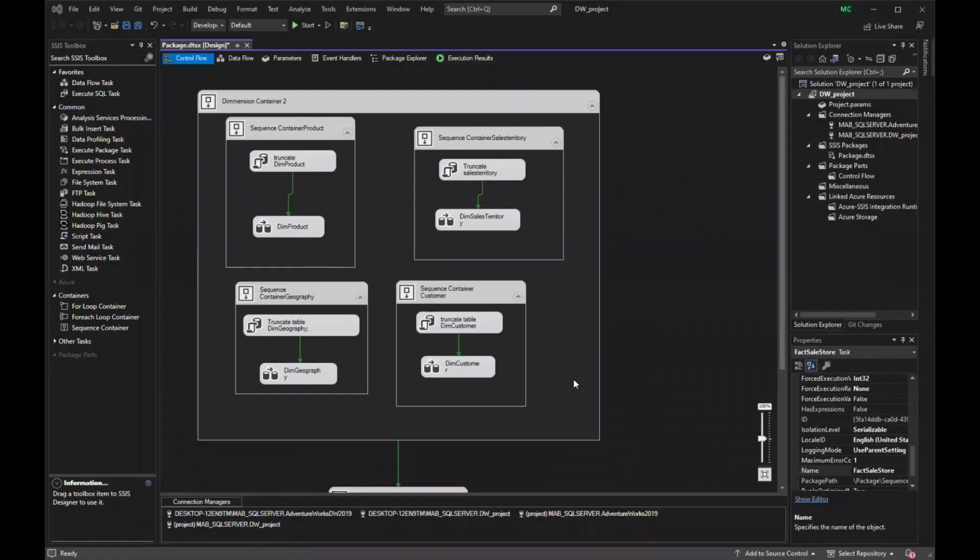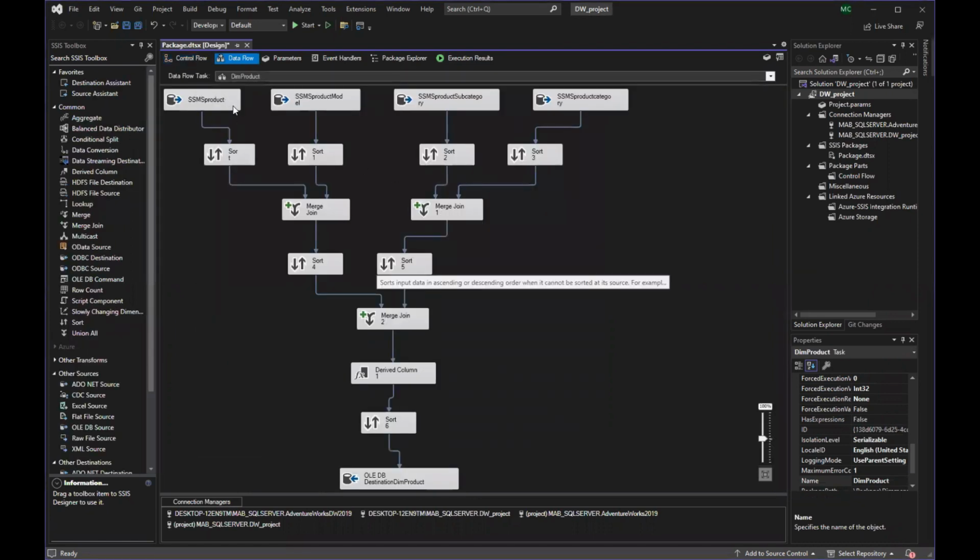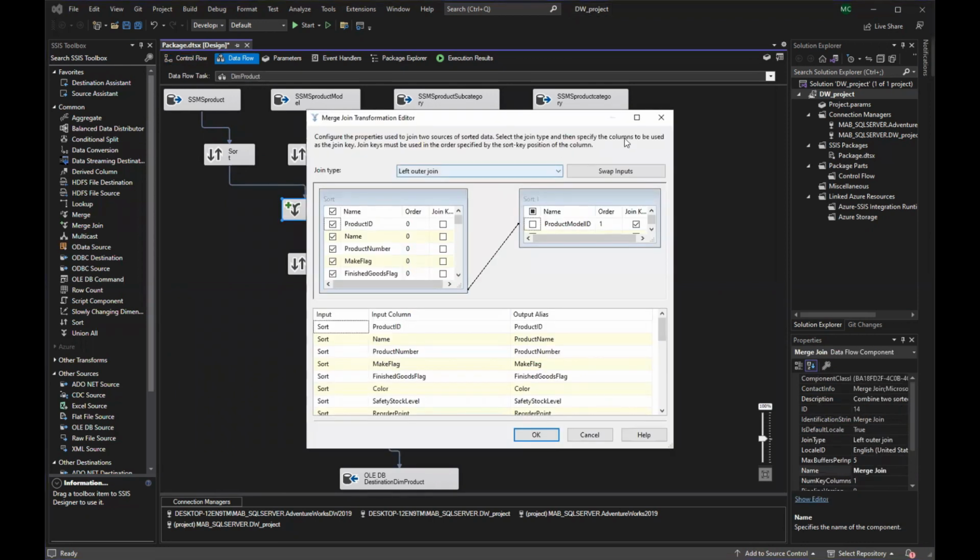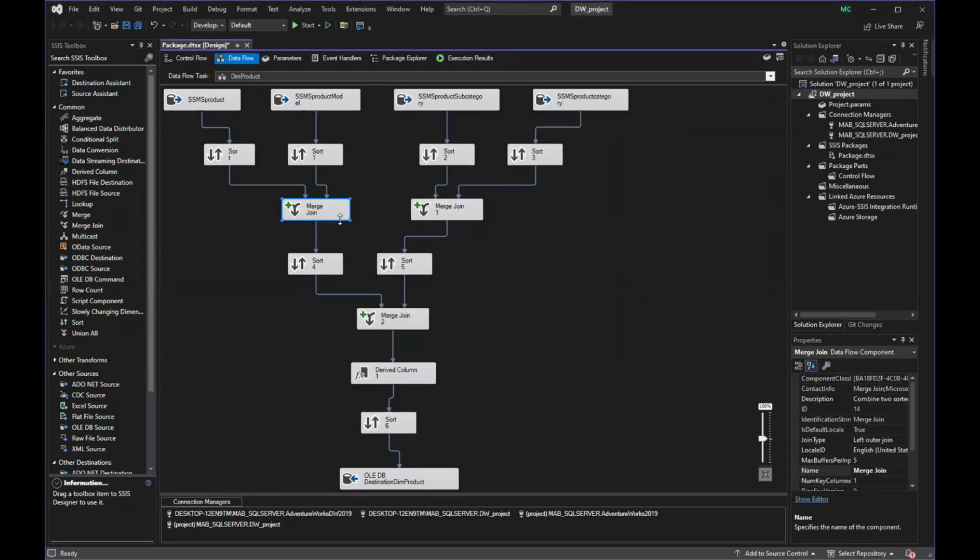And this is the SSIS. There are two main containers. The first container is for the dimension tables: DimProduct, DimSalesTerritory, DimGeography, and DimCustomer. For DimProduct, I use four tables: product, product model, product subcategory, and product category. I use a merge join, and in the merge join I use a left join because we have to keep all the records from the product.